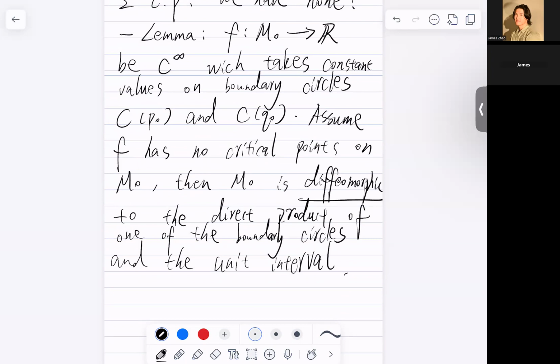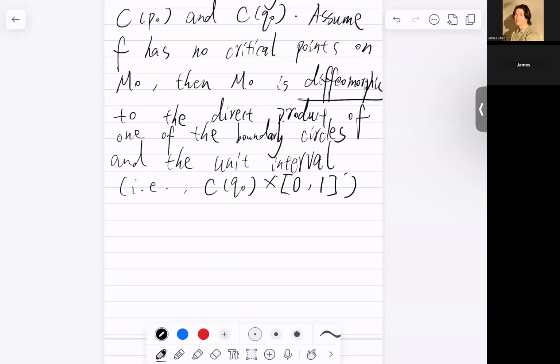So we can also express this as C Q naught direct product, slash Cartesian product, with this unit interval, which kind of just looks like this thing, right? Like a cylinder in a way, right? So kind of like this little circle, right? And then direct product with this, but also just the shell of that.